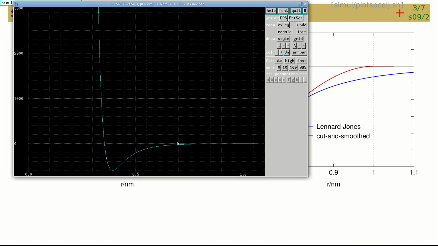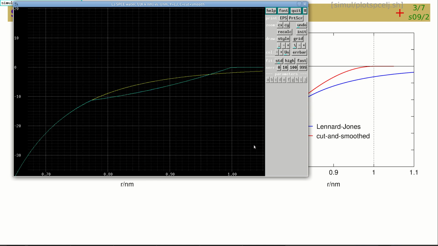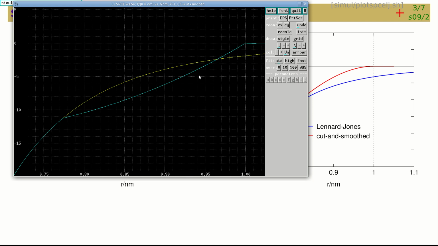And these are the corresponding forces, which are the derivative of this potential. Here we can see that the cut forces look like this. That's because these forces are a derivative of the potential before. This is just one possibility how to do it. There are many possibilities how to do it.